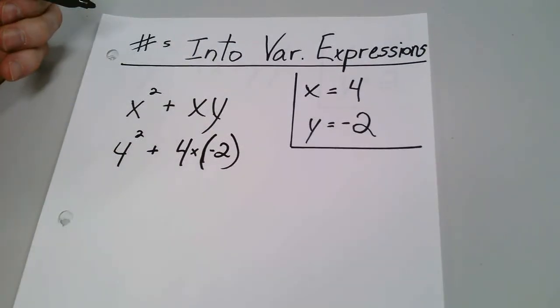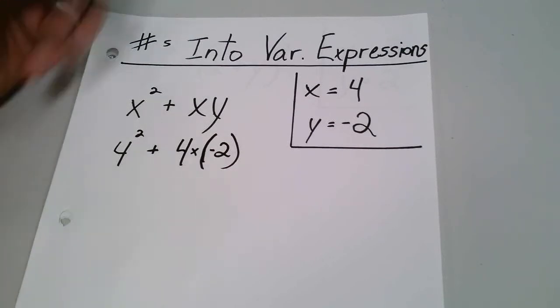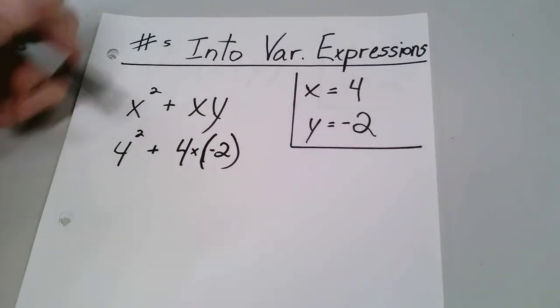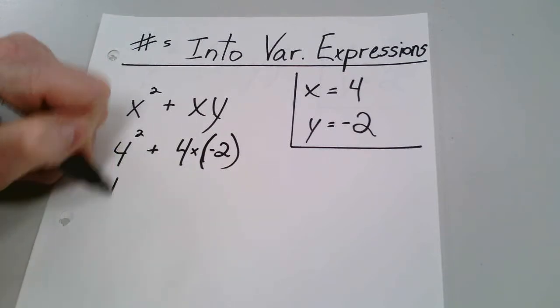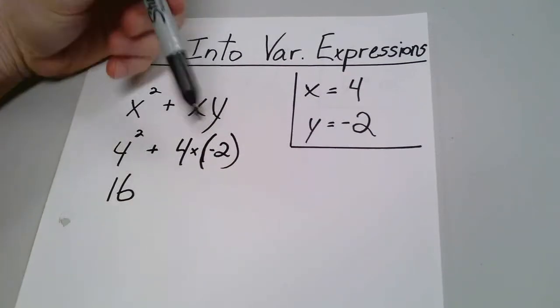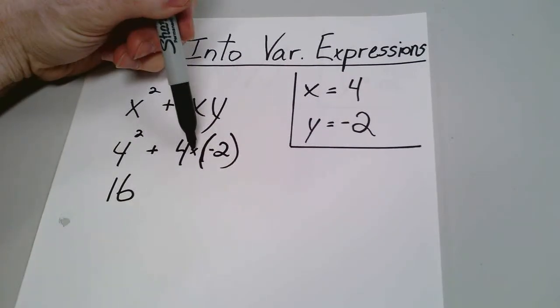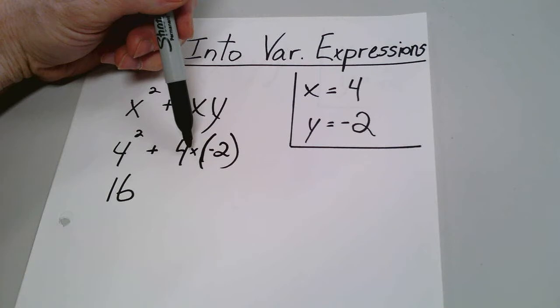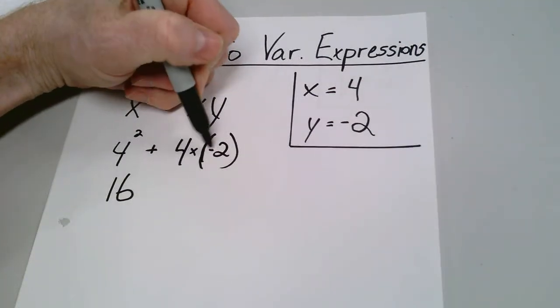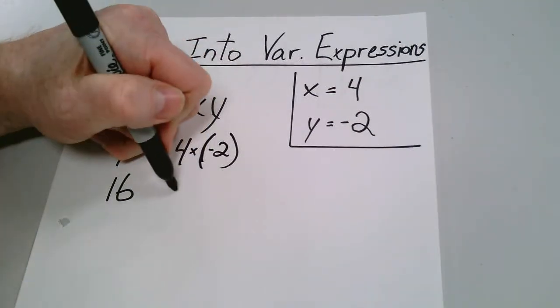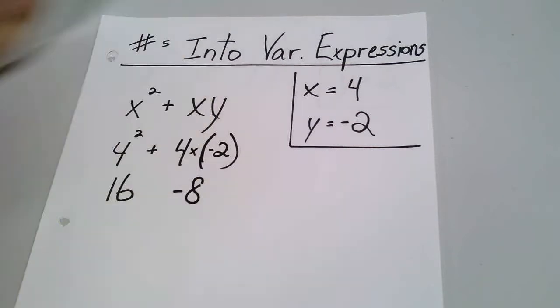So now let's actually solve for this. We're back to BEDMAS again. So we have an exponent, which we do first. So 4 times 4 is 16. And then we have an adding and a multiplication. So we know we do the multiplying first. So 4 times -2 is -8.